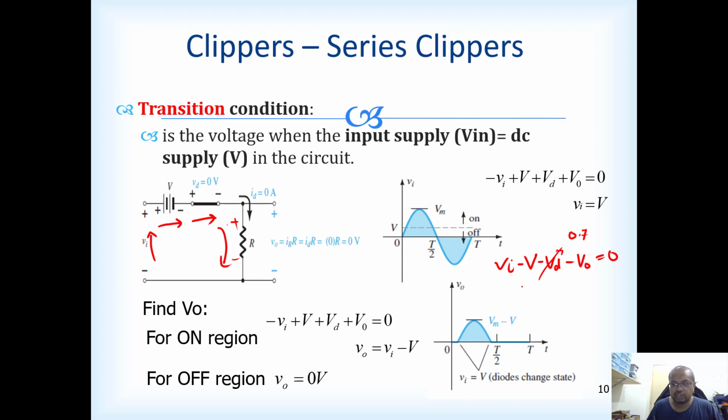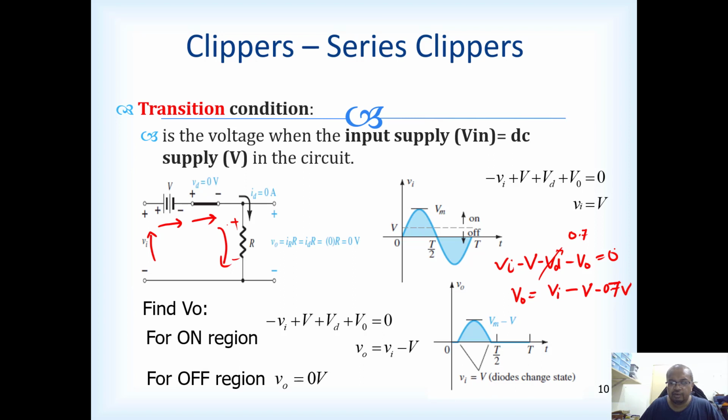Let's use the actual diode, so this is 0.7 volts. So Vout equals Vin minus V minus 0.7 volts. This is the output voltage at the point where the diode starts to conduct. So this is the transition point.